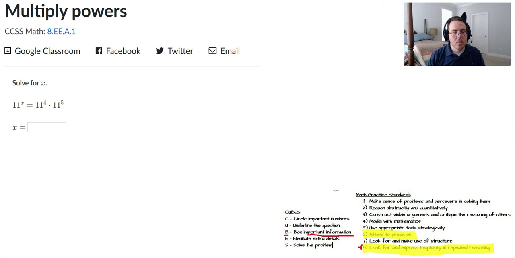Okay, we're back. So, multiplying powers. This comes down to understanding some abstract rules. When we say math practice standard number two, reason abstractly and quantitatively, the abstract here is this. Any value, let's make it more concrete. Let's say x to the third power times x to the seventh power.